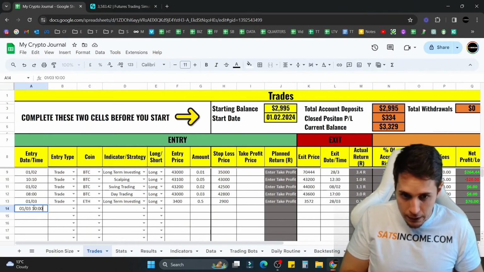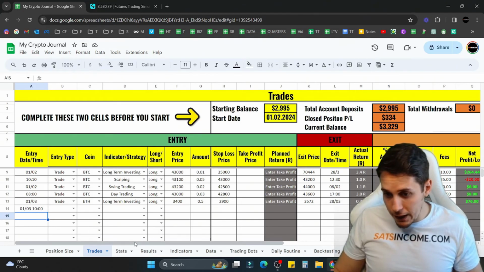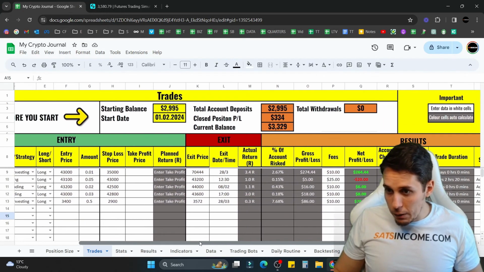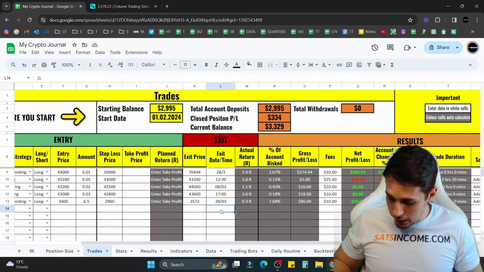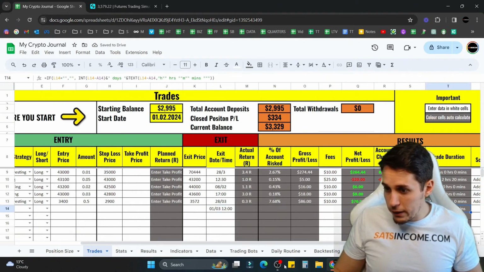Let's say that we enter 10 a.m. That's the correct format for day trading and scalping, right? So let me show you. We actually gonna do here the same. So let's say that we exited this trade on the same day, but we did that at 12. So when you add this, you're gonna get the 2 hours.